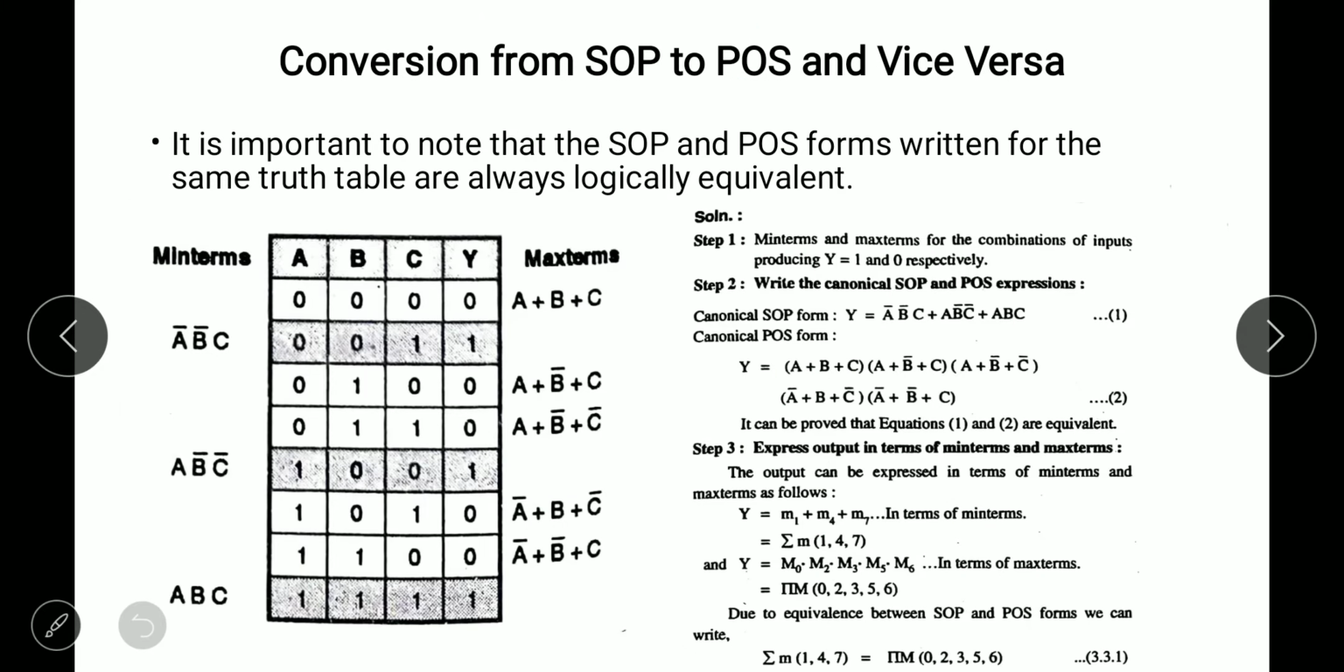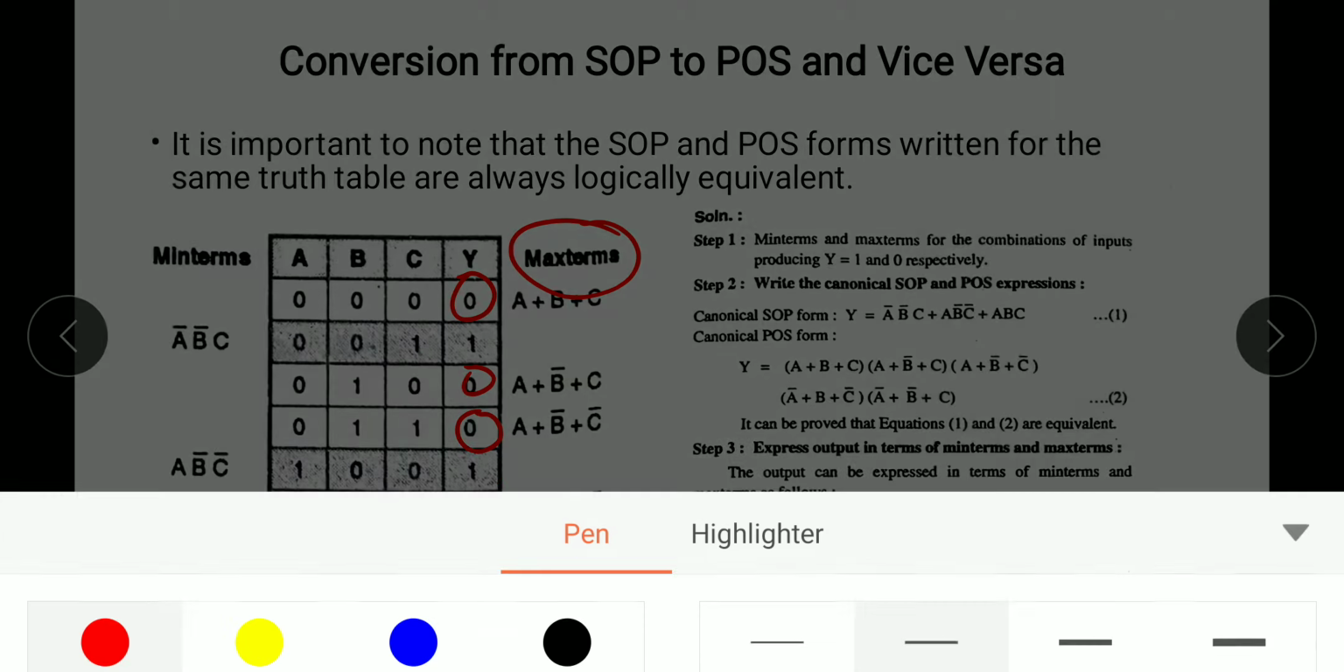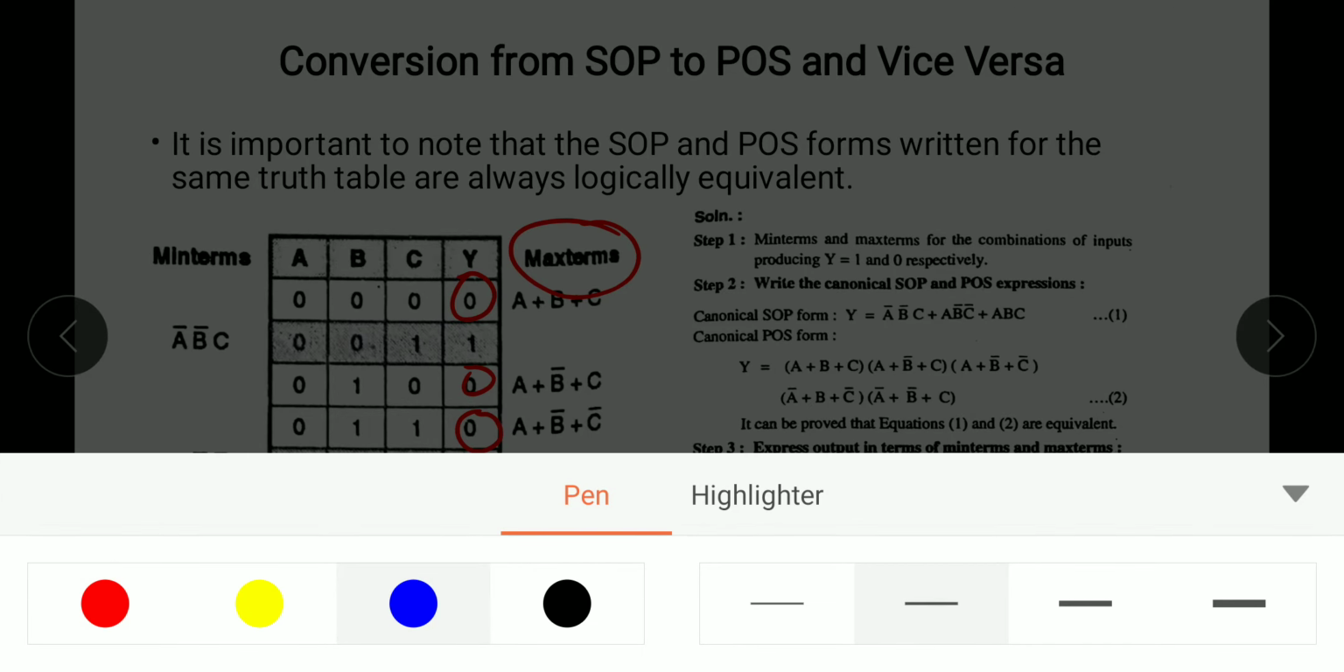Now, conversion from SOP to POS and vice versa. How we can convert the SOP form into POS form, and how we can convert the POS form into SOP form. It is important to note that the SOP and POS forms written for the same truth table are always logically equivalent. So we write a max term where the output is 0, and we write the min term for the output where y is 1.